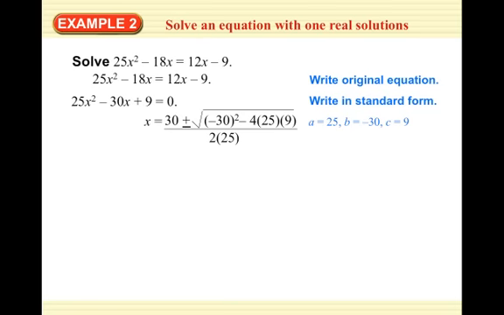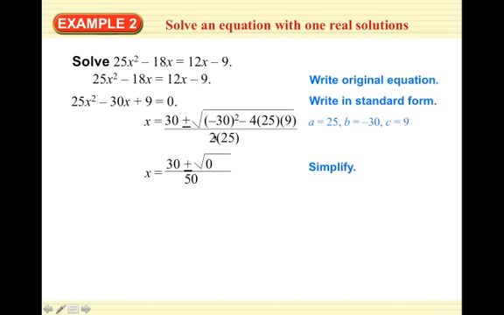Plug that into our formula and we get x equals, well, negative negative 30 is 30, so 30 plus or minus the square root of negative 30, the whole thing squared. So when you go to simplify that, if you're going to put it in your calculator, you need to put it just like it's written there with the parentheses, because you want to tell your calculator you want negative 30 times negative 30. So negative 30, the whole thing squared, minus 4 times 25 times 9, all over 2 times 25.